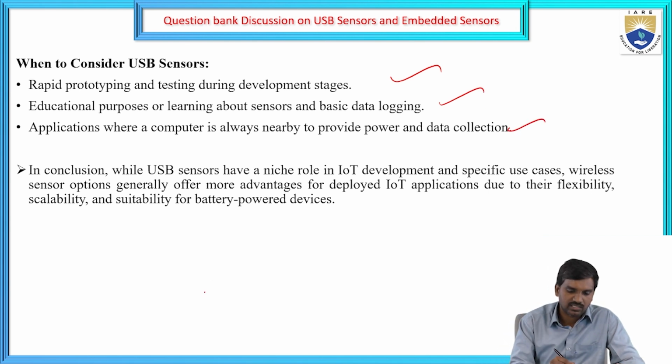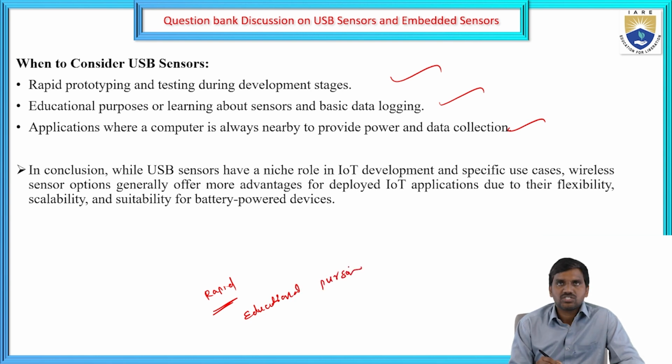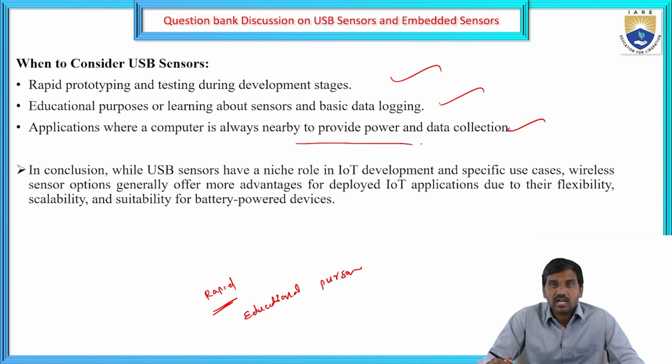the development stage, that is the first consideration, and educational purposes. Some educational purposes also use USB sensors, and applications where a computer is always nearby to provide power and data collection. So these are the three considerations for using USB sensors.